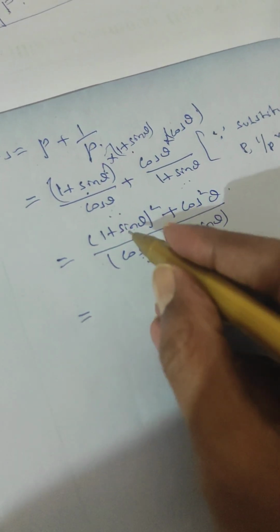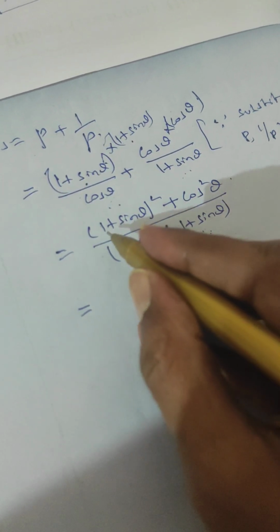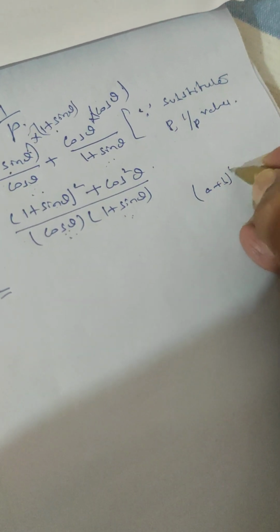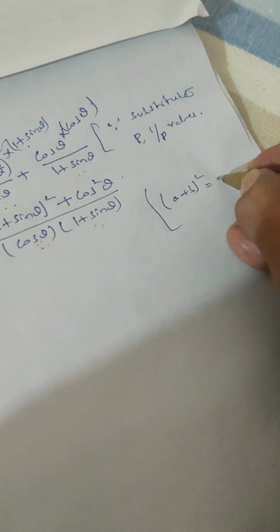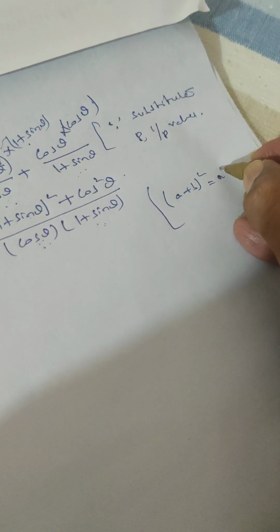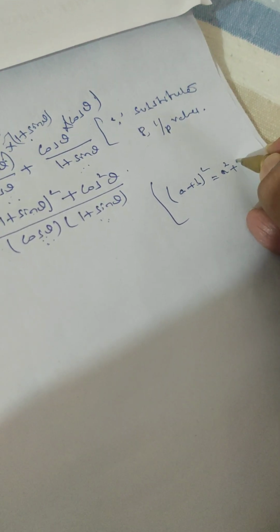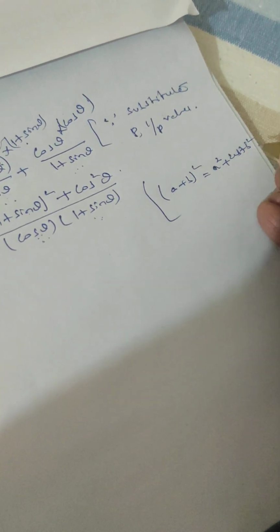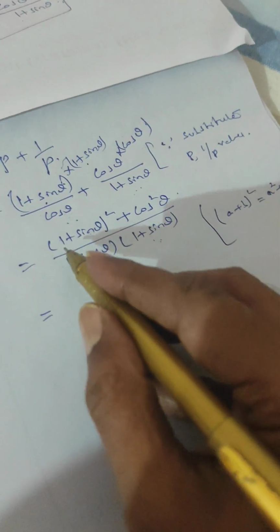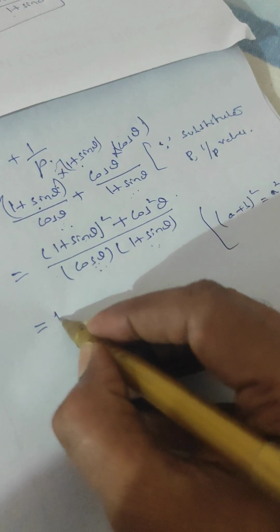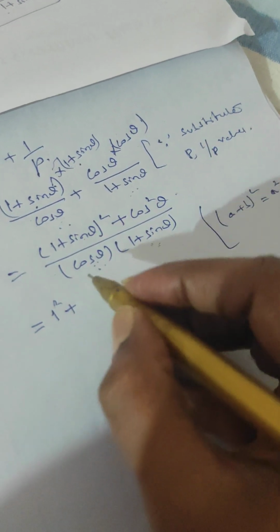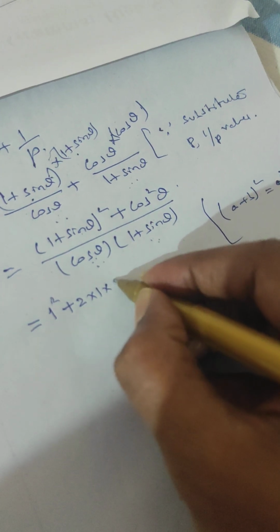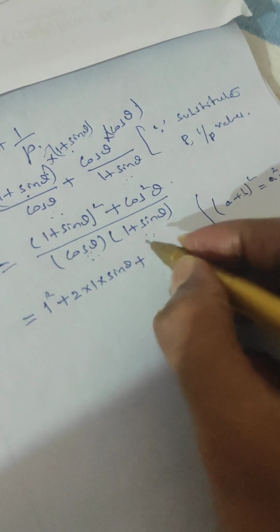Now let me expand this in the form of a plus b whole square. What is the formula of a plus b whole square? We have the formula as a square plus 2ab plus b square, or you can also write a square plus b square plus 2ab. So here a square means you will get 1 square, plus 2ab, 2 into 1 into sin theta, plus b square.